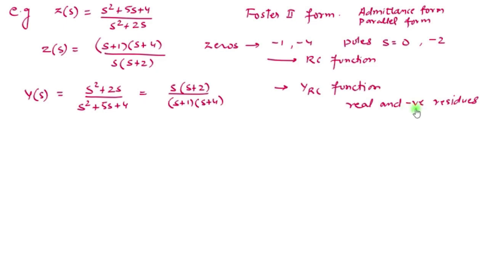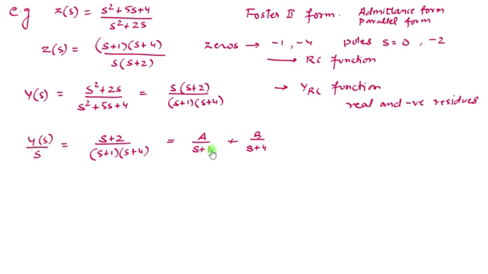So to make the residues positive, we will calculate Y(s)/s, and this will be equal to (s+2)/((s+1)(s+4)). That is, dividing this by s, I will get this. Now using partial fractions, I can write this as A/(s+1) + B/(s+4), where A and B are the residues at s+1 and s+4 in the function Y(s)/s.